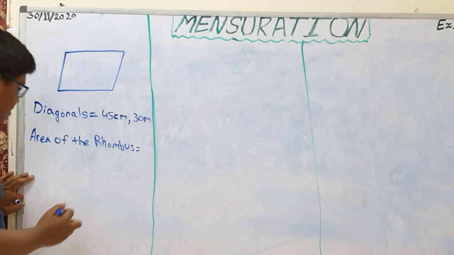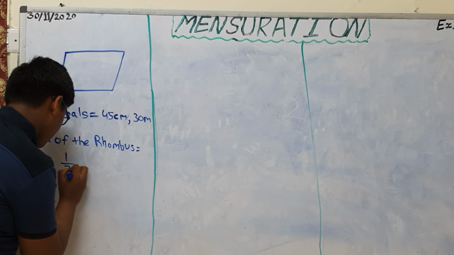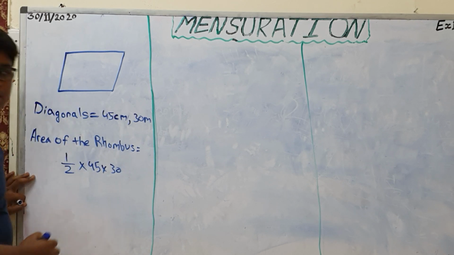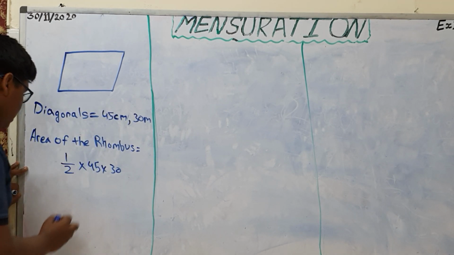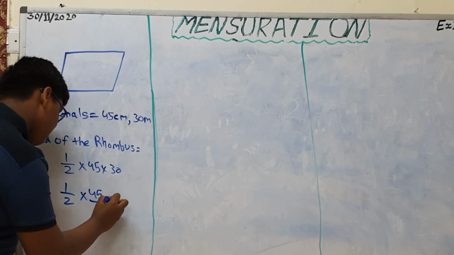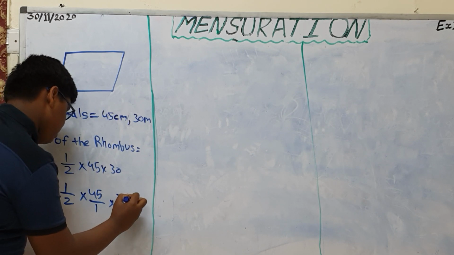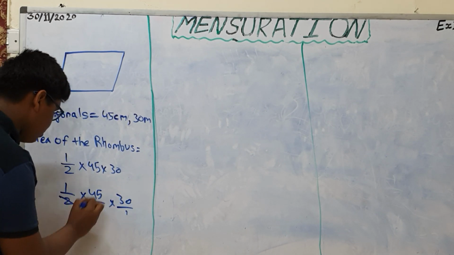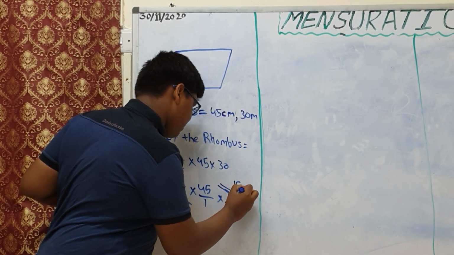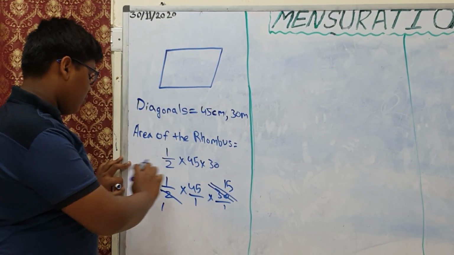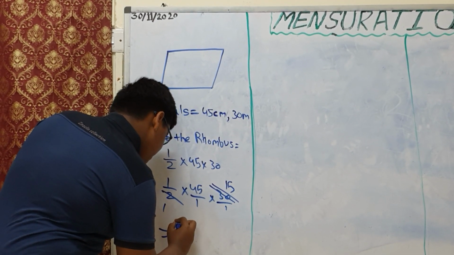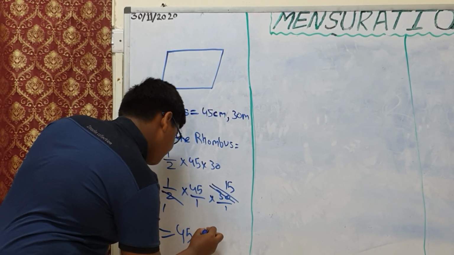As I told you, half into the product of diagonals. Here we are using the area, which is equal to half into 45 into 30. Now we are going to multiply them. First, 45 by 1 into 30 by 1. It's 30, then 2 and 15. This we are going to cut. It's 15, then this will be 15 and this will be 1. Now all ones are cut. Now we are going to multiply them: 45 into 15.